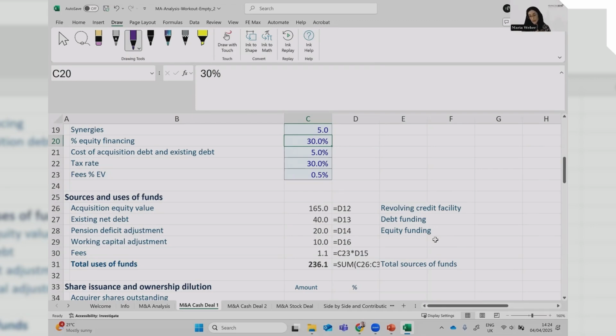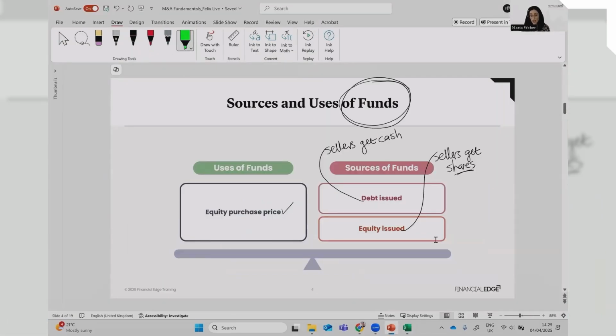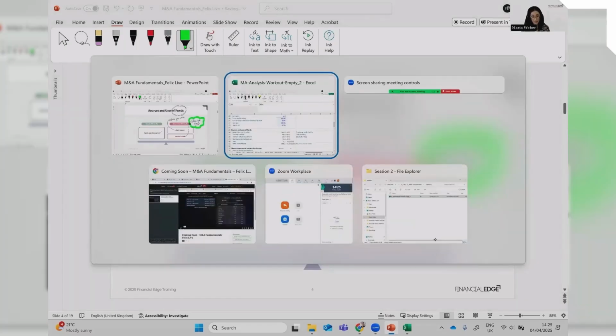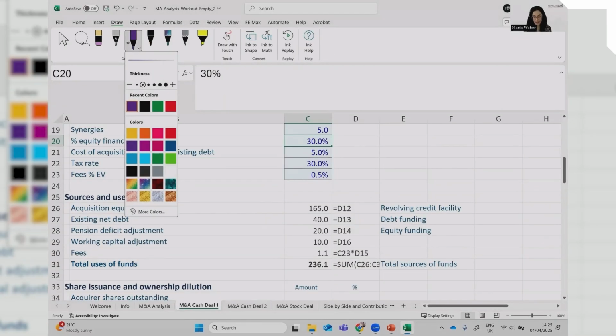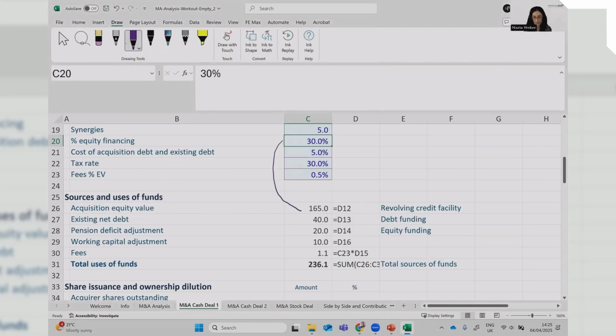Now, an important thing to note here is this 30% equity financing. Remember, we said this is where the seller's shareholders get given shares in exchange for the shares that they're giving up. That 30% equity financing is only going to be applied to the equity acquisition value, because I'm buying shares from the shareholders and I'm issuing shares in my company in exchange. I'm not going to use that share for share exchange to pay back the banks, to pay back the debt, to pay the fees. So that 30% applies to the equity price that I'm paying.